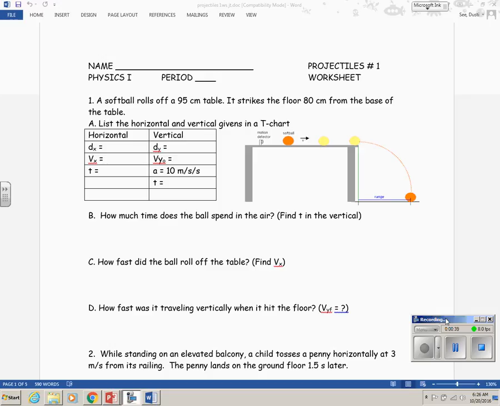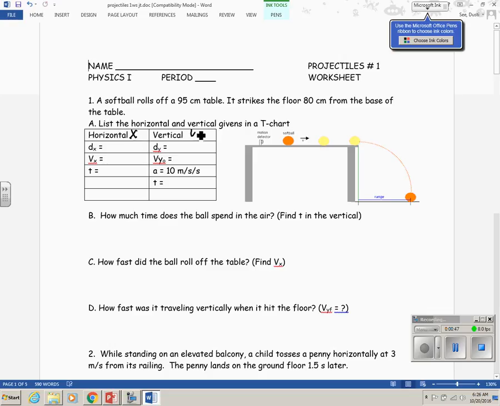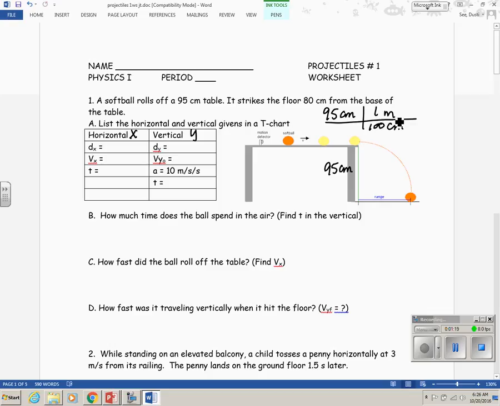Okay? So I have my T-chart here already created for me, horizontal and vertical. So really this is just my X and this is my Y. All right. I have a softball that's going to roll off of a 95 centimeter table. That is talking about the height. So this is 95 centimeters. Well, we don't want anything in centimeters because our acceleration is in meters per second squared. So we always want to convert everything from centimeters to meters. So if we're going to do that, we're going to have 95 centimeters, and for every 100 centimeters, there's 1 meter. So we're going to divide by 100.